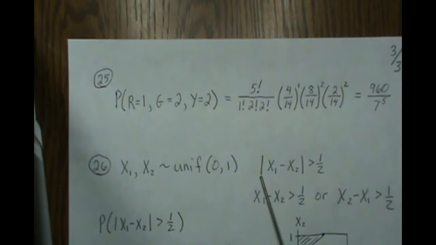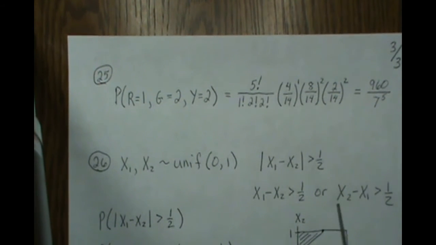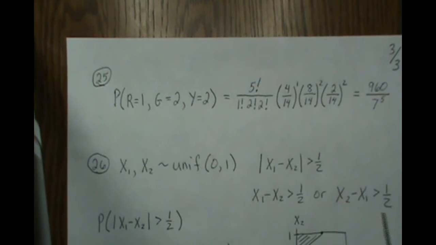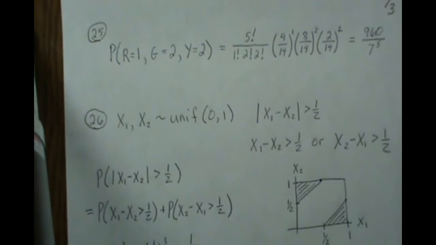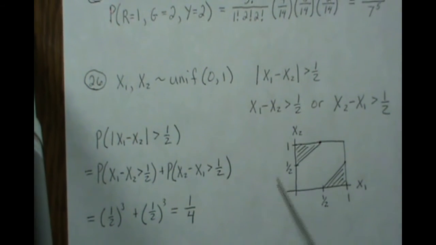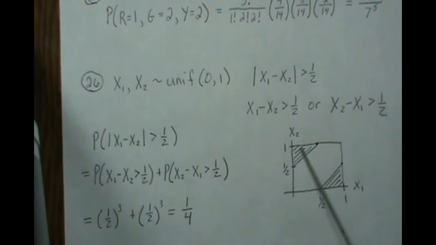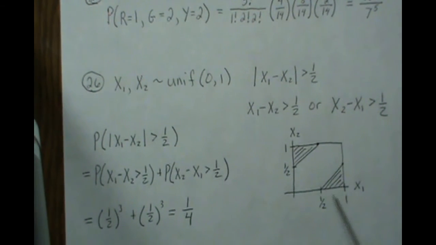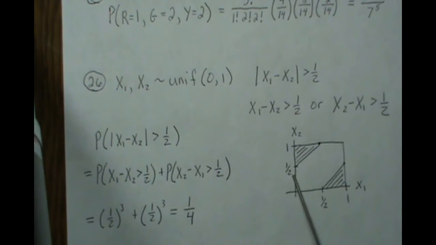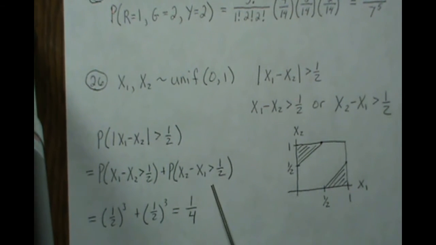Now, remember when you're dealing with absolute value being greater than a number, that's the equivalent to this, that x1 minus x2 is greater than 1/2 or x2 minus x1 is greater than 1/2. And if we draw a picture, it looks like this. So here's x1, here's x2. The only way that we can have a difference of greater than 1/2 is we're in one of these 2 regions. They don't intersect, so you just add this probability and add this probability. Okay, and so that's what this is saying here.